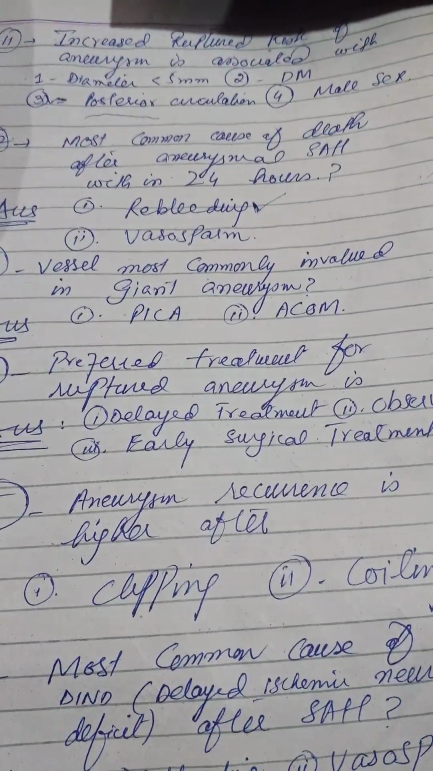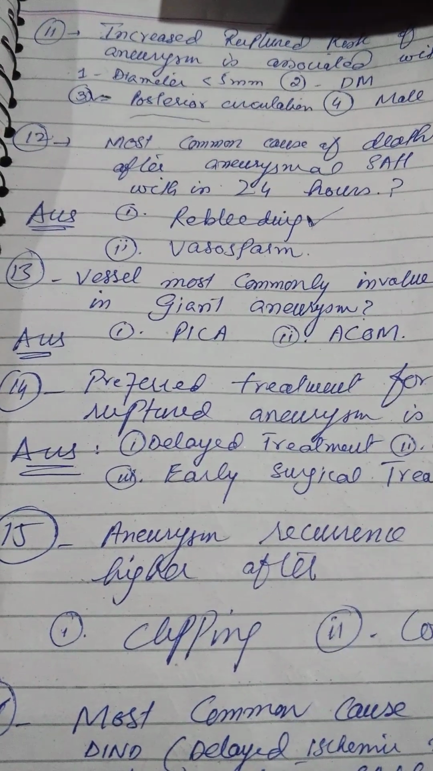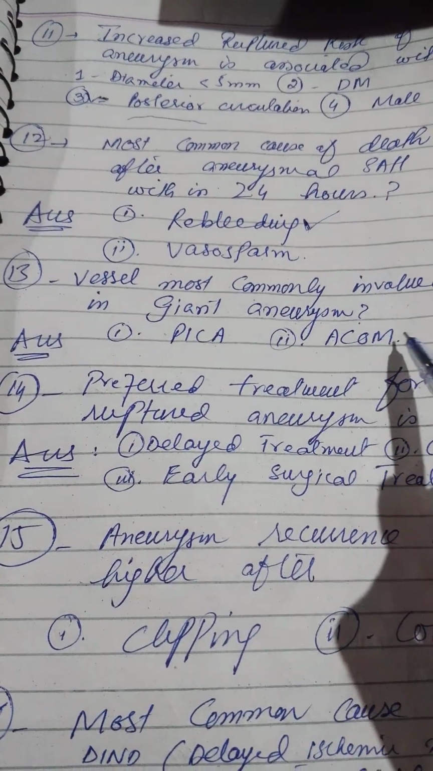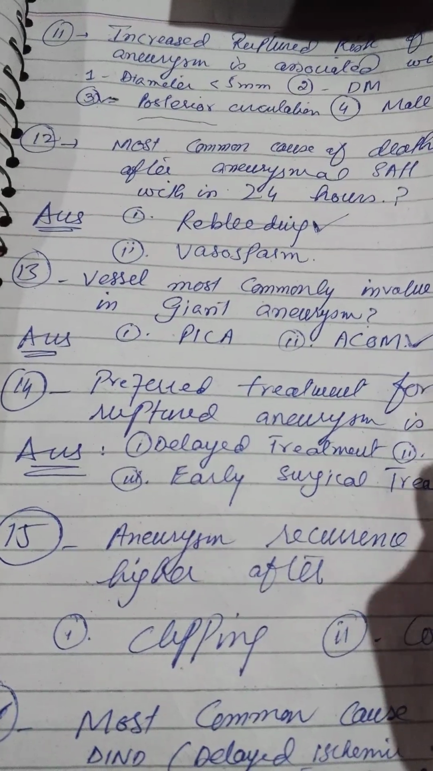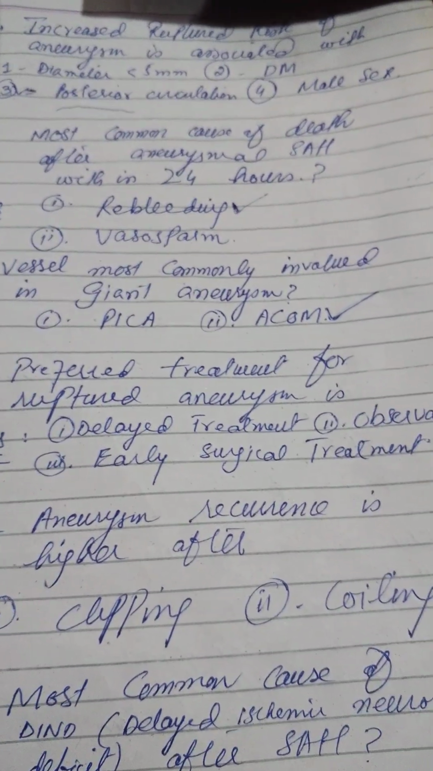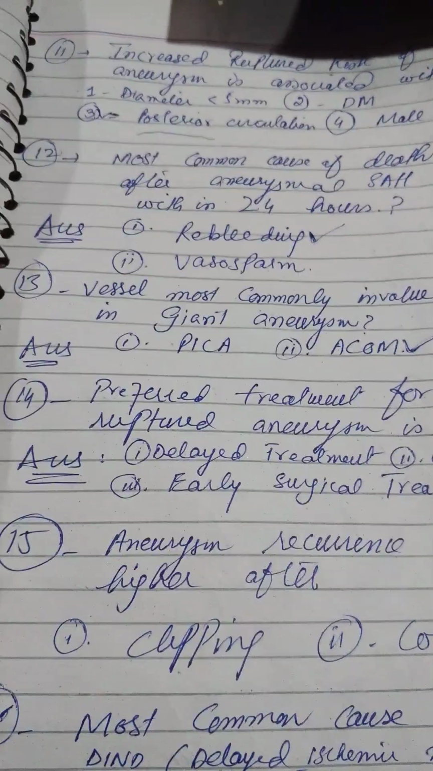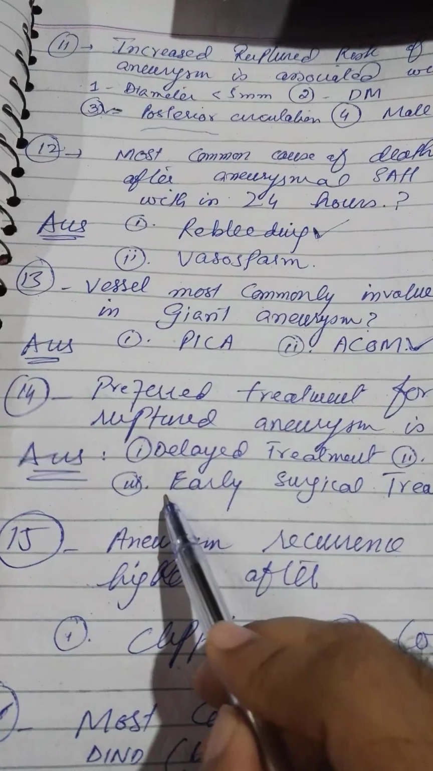Question number 13: which vessels are most commonly involved in giant aneurysms, PICA or ACOM? The answer is ACOM. Giant aneurysms, ACOM. Preferred treatment for ruptured aneurysm is delayed treatment, observation or early surgical treatment? Yes, it's early surgical treatment.